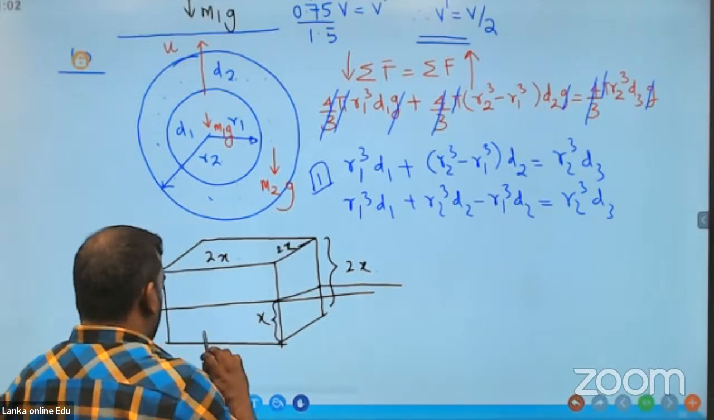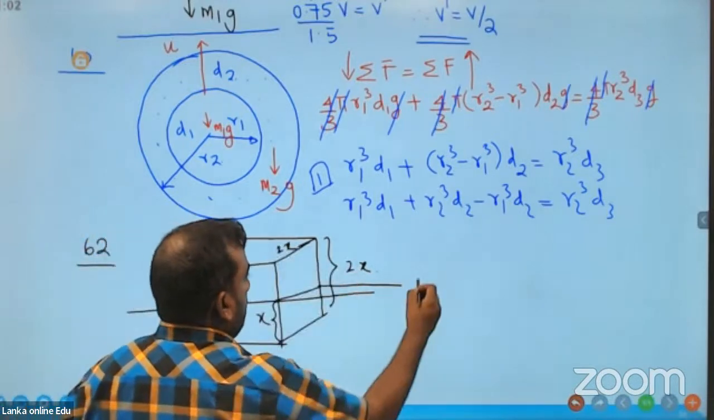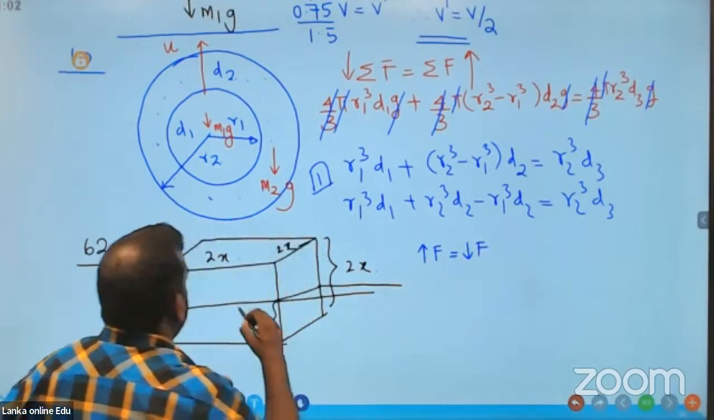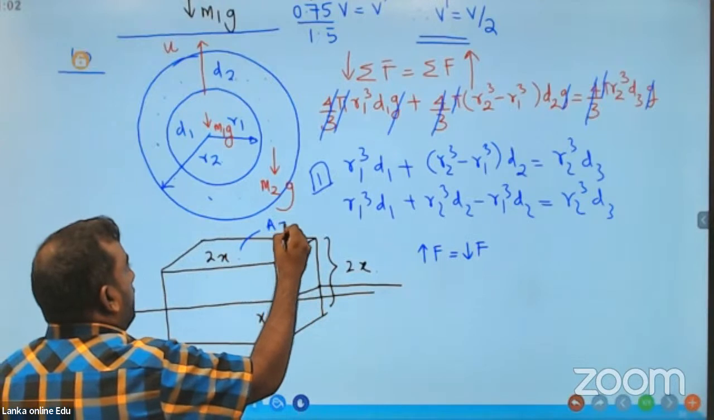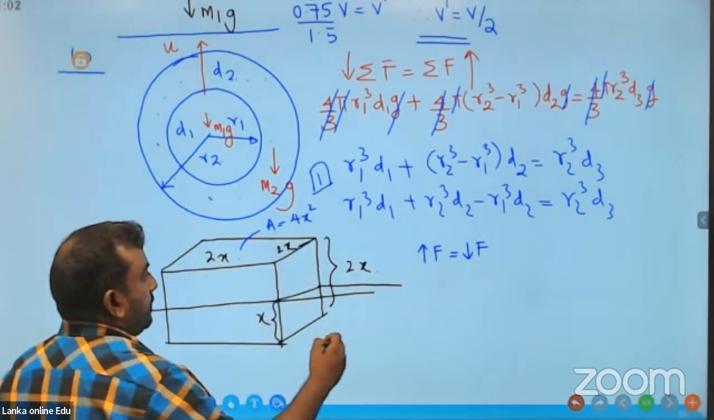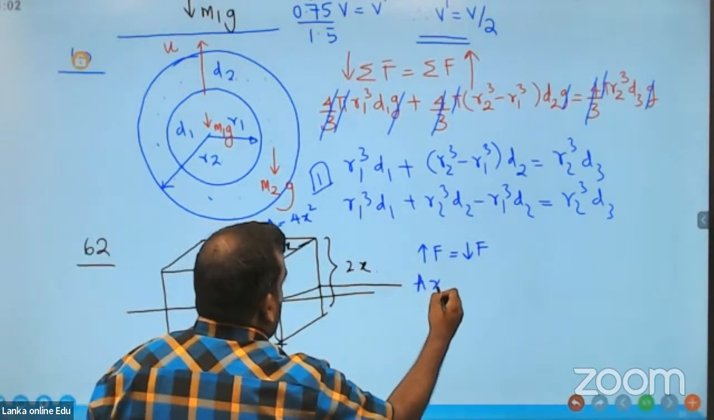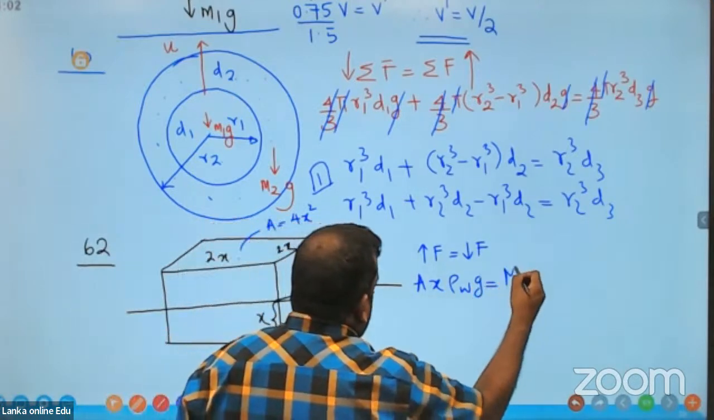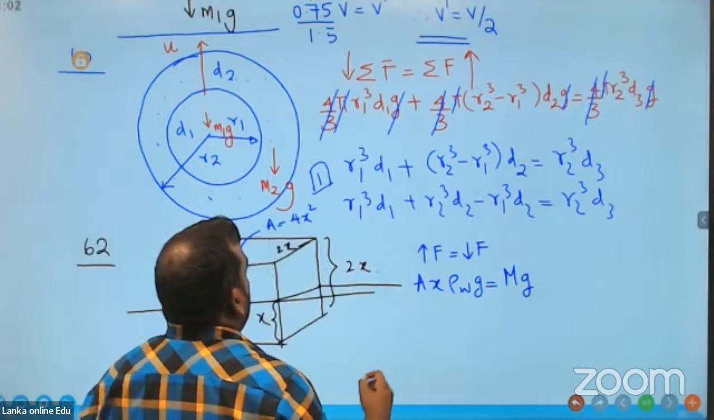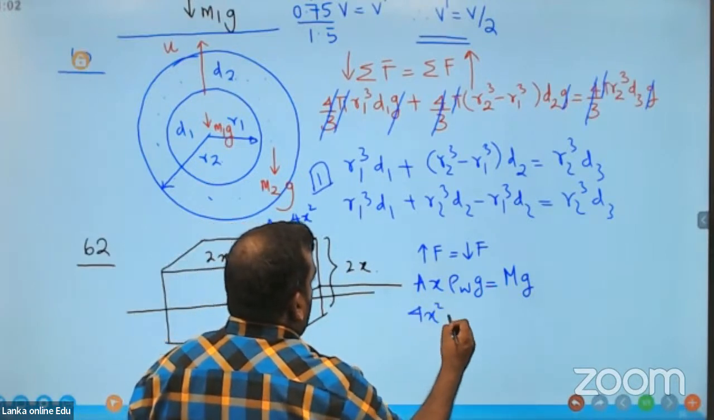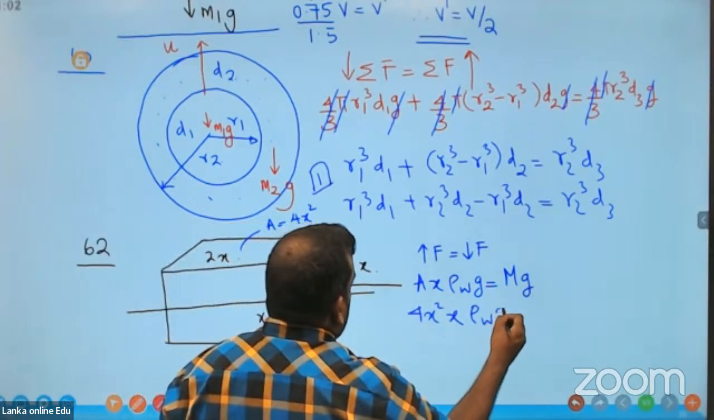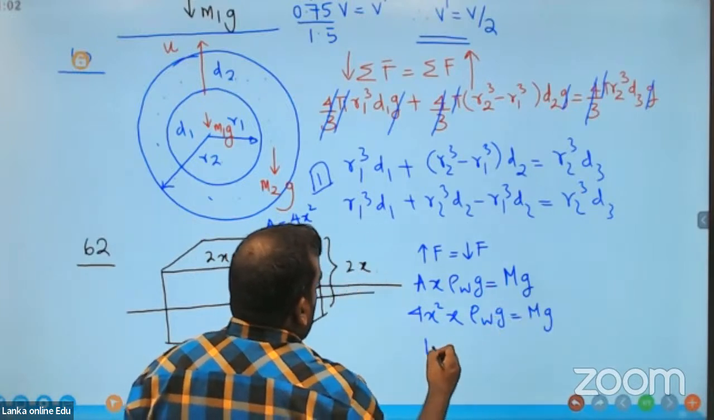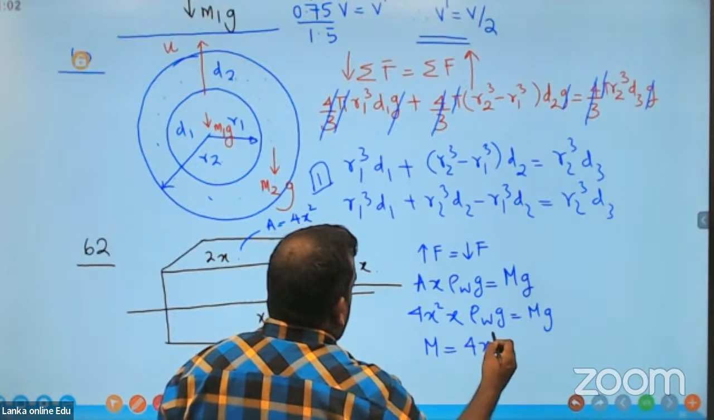So, carefully write. Upward forces balance downward forces. Area, don't forget, 4x squared. Area times x is the volume, rho w g. Weight is capital M g. Area is 4x squared into x, rho w g, that is equal to M g, g cancels off. Capital M is 4x cube rho w.